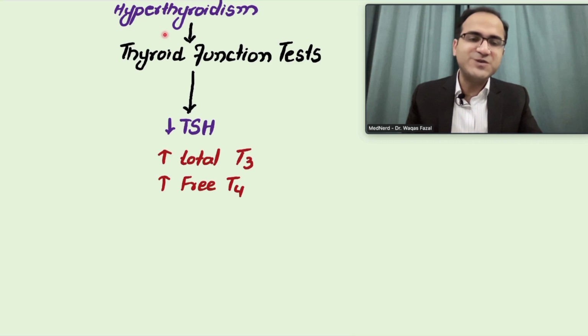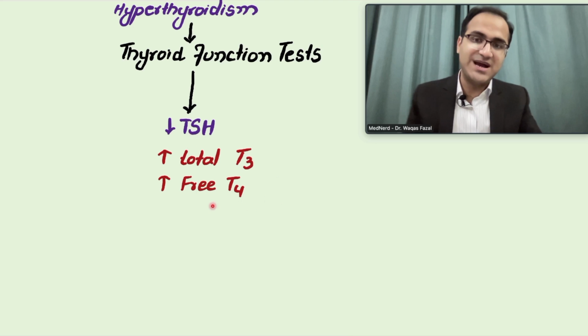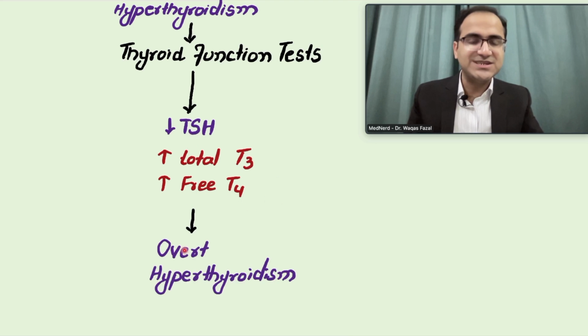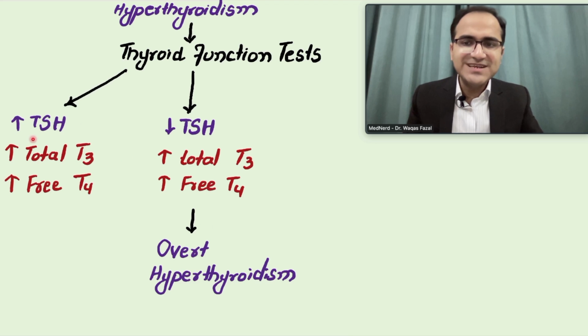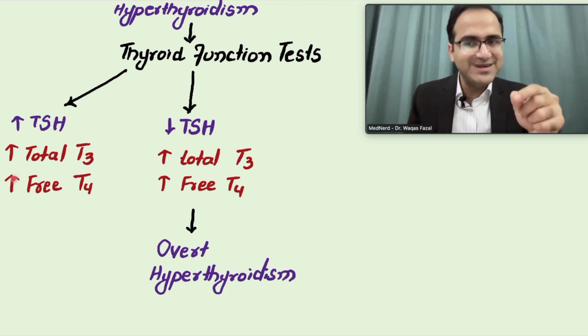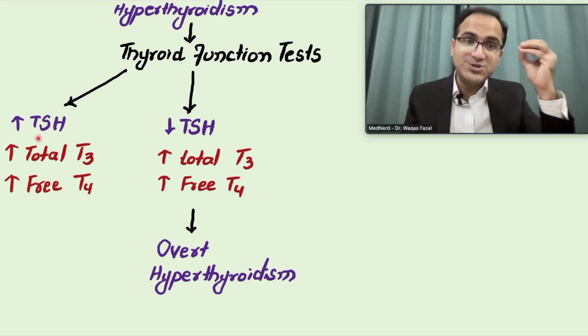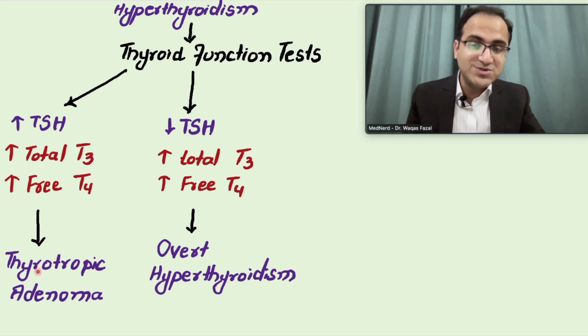So in a patient with hyperthyroidism, you perform the thyroid function test, you check the TSH level. The TSH level is low and total T3 and free T4 are high. It means that the patient is having overt hyperthyroidism. The thyroid gland is producing excess amount of thyroid hormones. If you perform the test and the TSH level is high with an elevated total T3 as well as free T4, this means that the patient is having a pituitary adenoma, a mass in the pituitary gland.